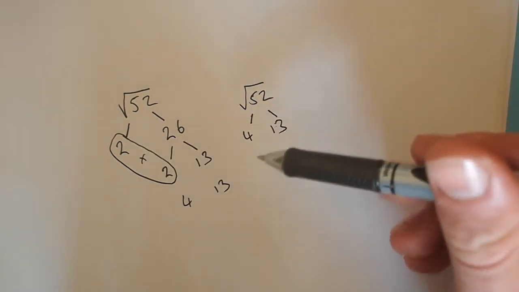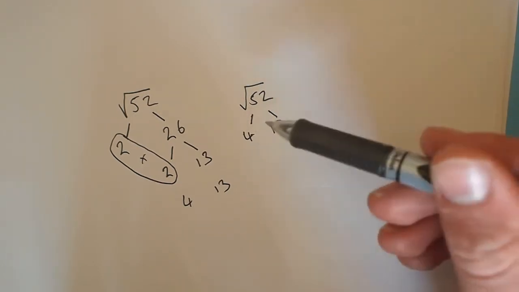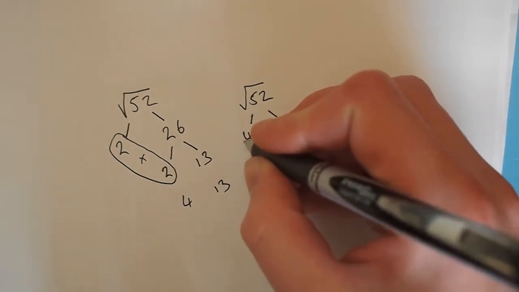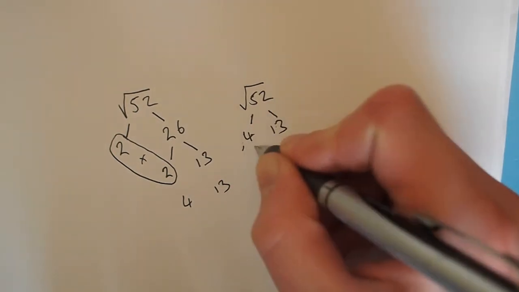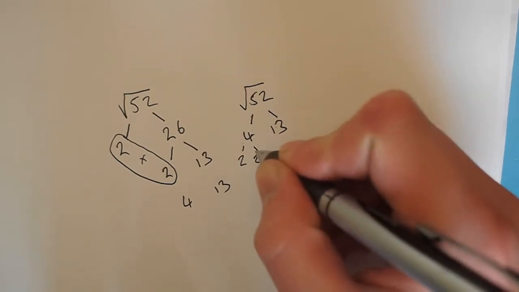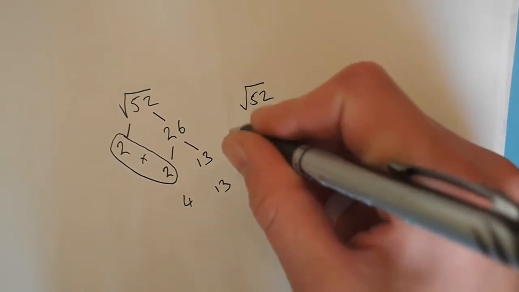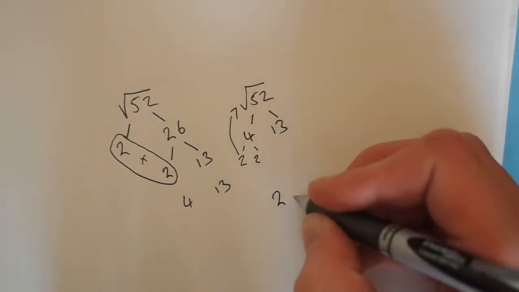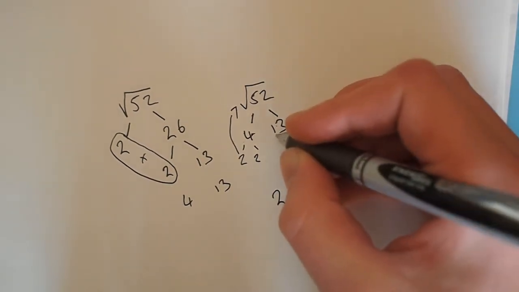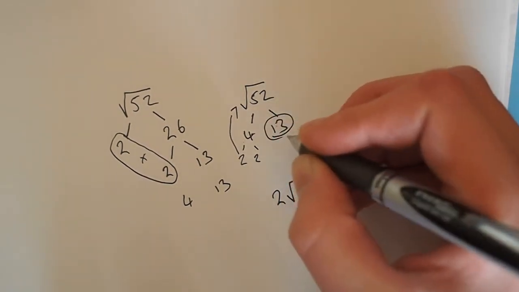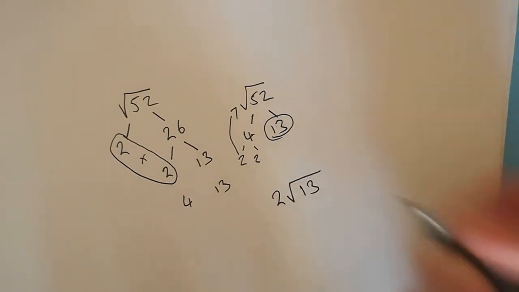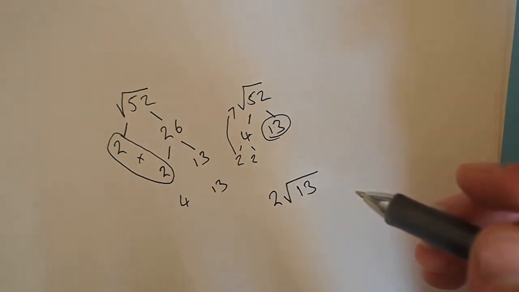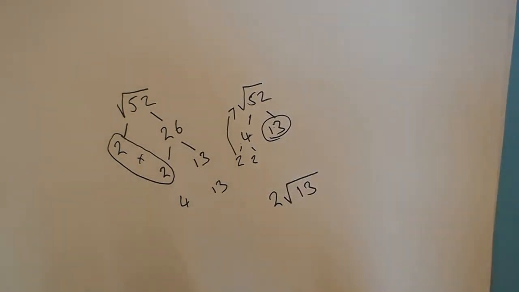So once we've got our 4 and a 13, we've got a square number. So, like in the previous examples, we find the square root of it. So 4 goes into 2 and 2. And then the square root of it, which is 2, goes on the outside. So 2 multiplied by the numbers we have left, we just have one number left, 13. And that's the answer. The square root of 52 can be simplified down to 2 square root 13.